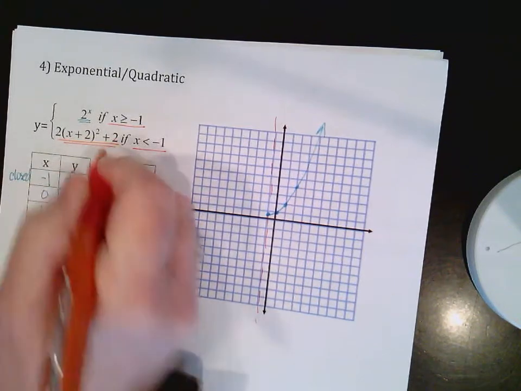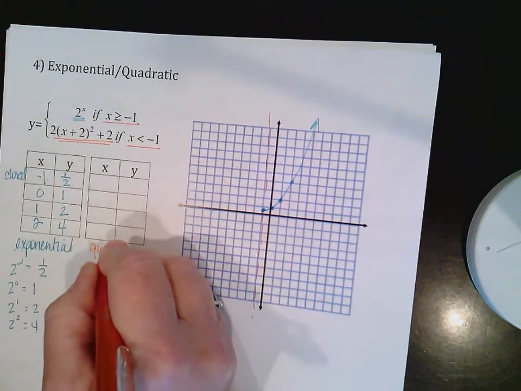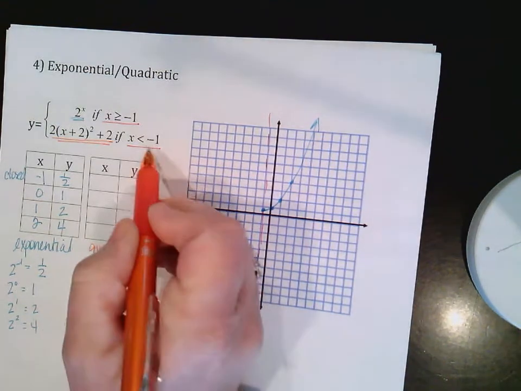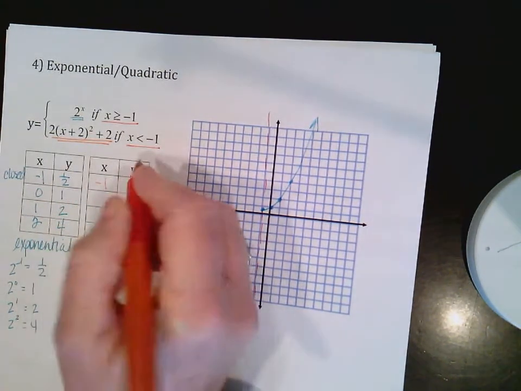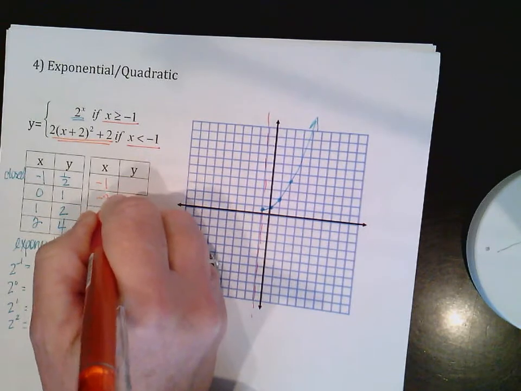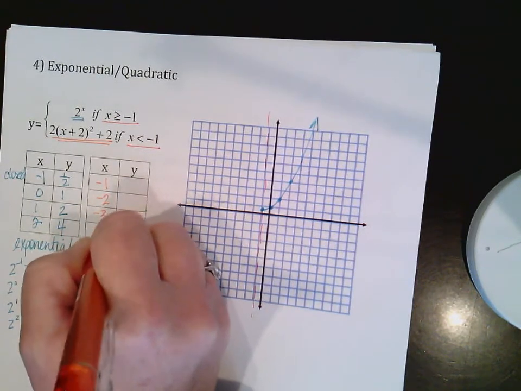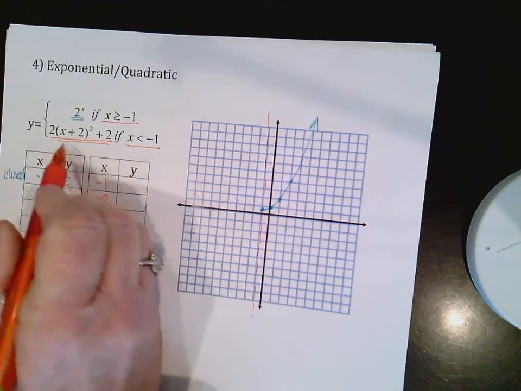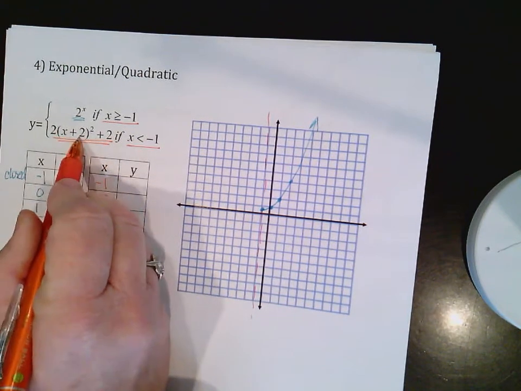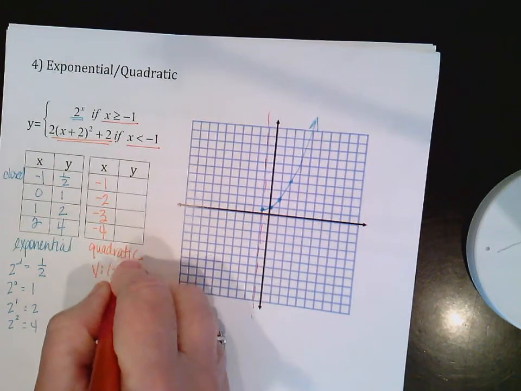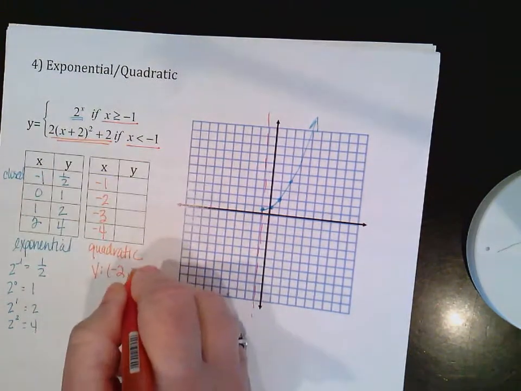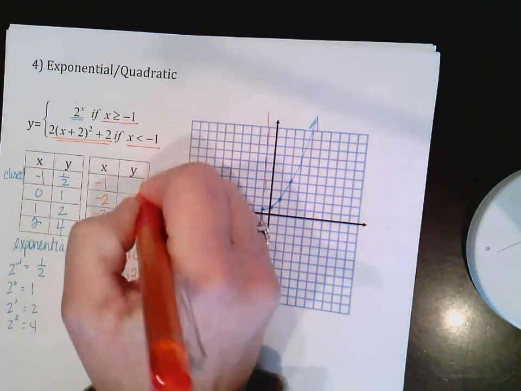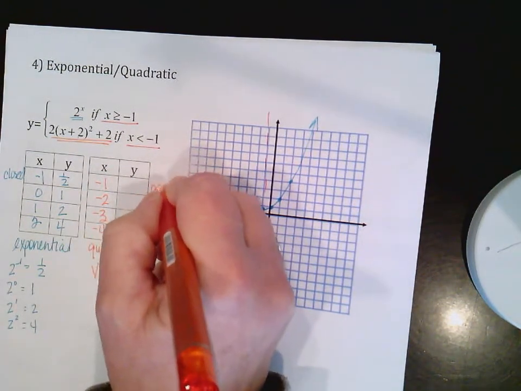This is in vertex form. This is a quadratic. All my values are going to start at -1 and go to the left of that. So then I'm going to have -2, -3, and -4. I need to find my vertex. So that's easy because it's in vertex form. My x is the opposite of what's with x, so it's -2. My k is a +2. So that's my vertex.